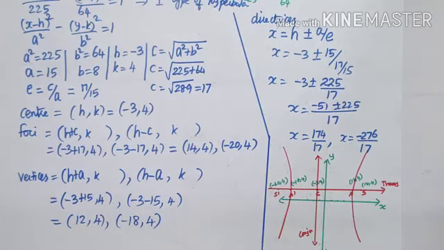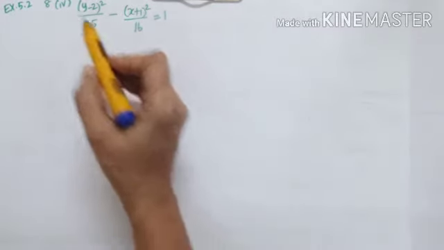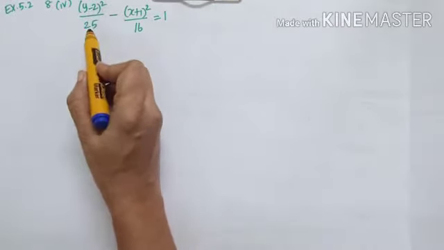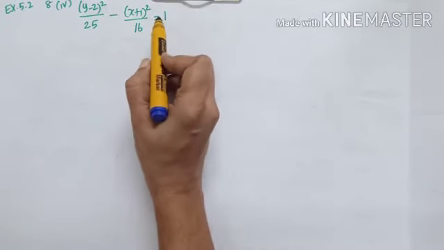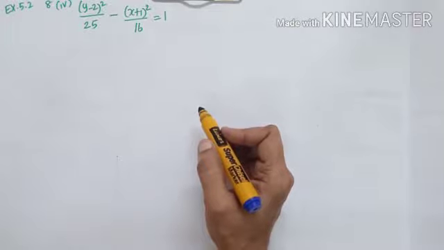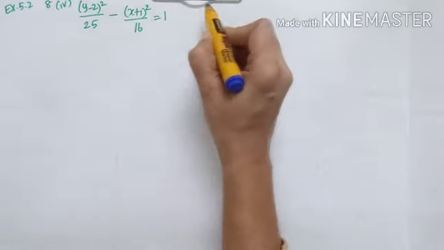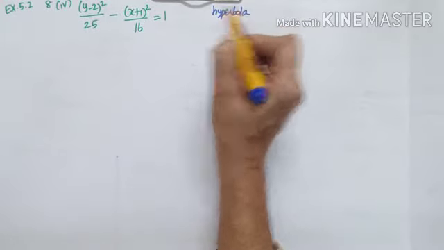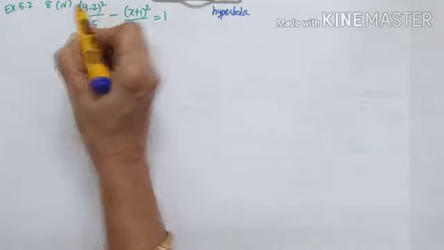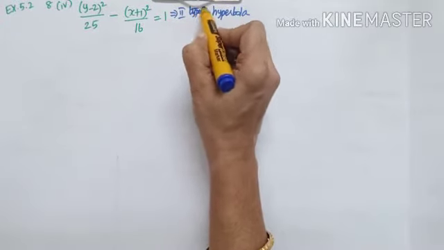Question number 8, subsection 4. (y − 2)² / 25 − (x + 1)² / 16 = 1. Again, there is a minus symbol. Tells me it is a hyperbola. Which is positive? y is positive. Tells me second type of hyperbola.